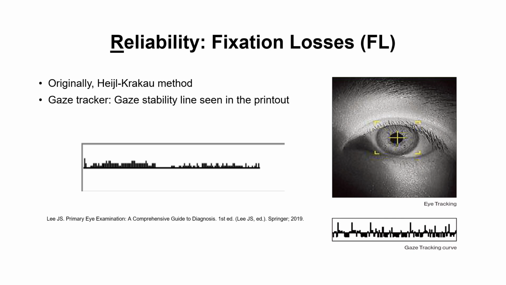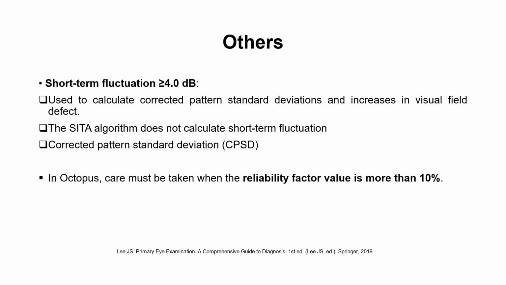So this new technique by the Humphrey Visual Field Analyzer is much better than the original method, the Heijl-Krakau method, which depends on the blind spot. The gaze tracker depends on infrared light that follows and controls the gaze throughout the test. We have other indices, other clues that this test is unreliable. But these points are just clues that help you to understand the full printout.